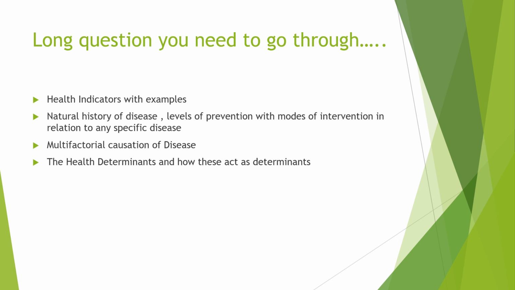One of the areas is the health indicators with examples, natural history of disease, levels of prevention with modes of intervention, which may come in any format. It may come as is, or it may come in relation to any specific disease. We describe the natural history of diabetes mellitus and the levels of prevention and modes of intervention in relation to it. And then maybe another very important area in this chapter is the multifactorial causation of disease. The health determinants and how these act as determinants is also one of the very oft questioned.